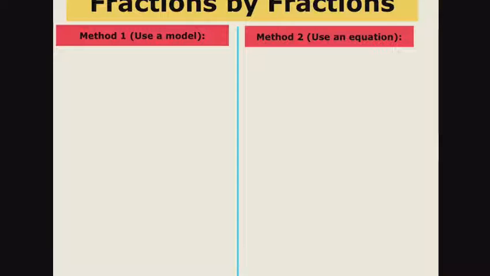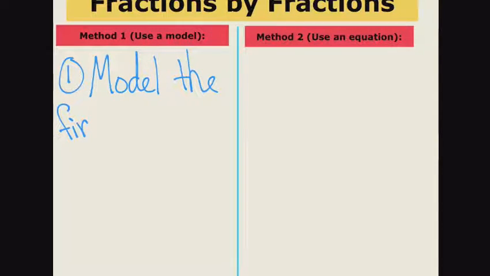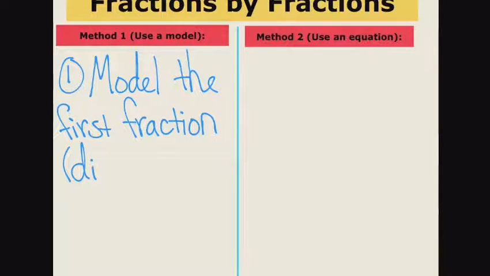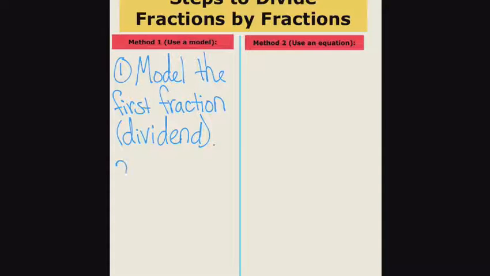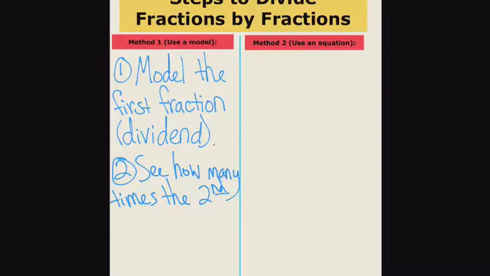When we're dividing fractions by fractions, for the first method using a model, which remember means we're representing the fraction so we can see what we're doing, first step is going to be to model the first fraction. Which remember that first fraction is called, that's right, the dividend. Once we've modeled that first fraction, the next thing we have to do is see how many times the second fraction fits into the first. And that will make more sense once we start doing it. So how many times the second fraction, which remember is the divisor, fits into the first fraction. And however many times it fits is our quotient. It's as simple as that.